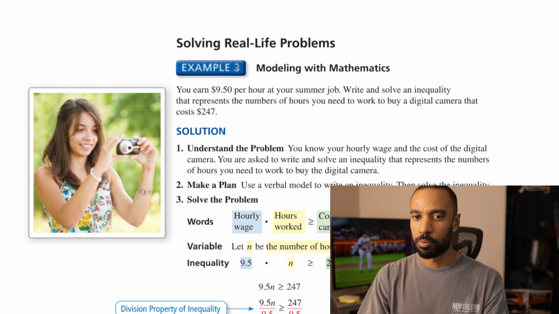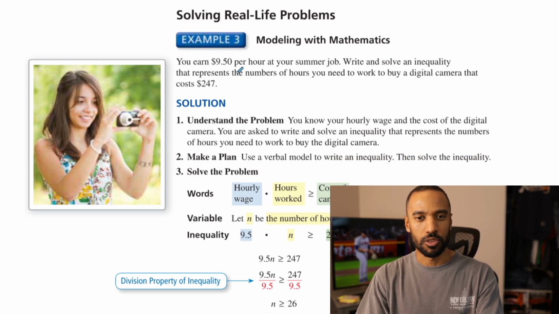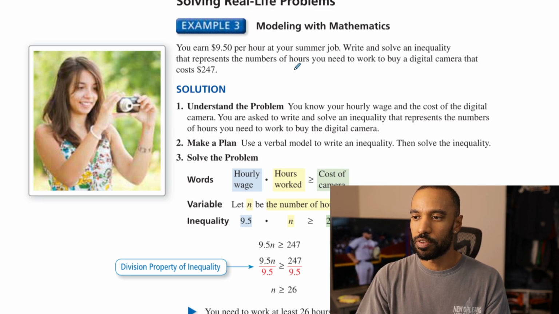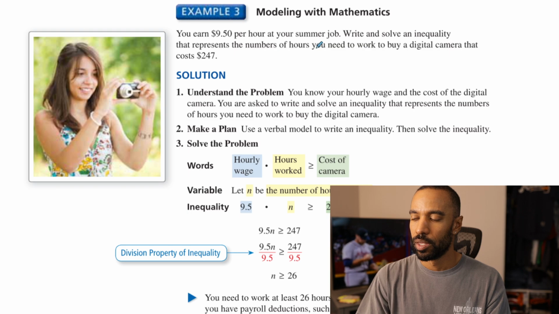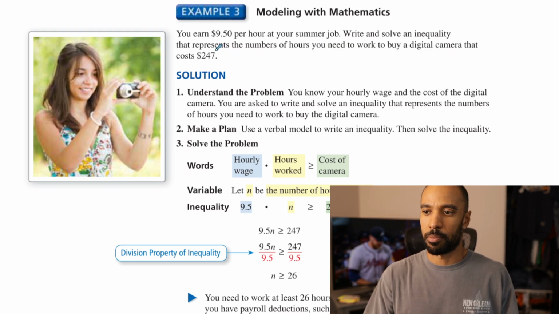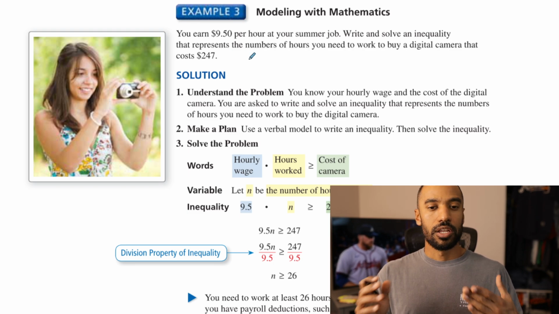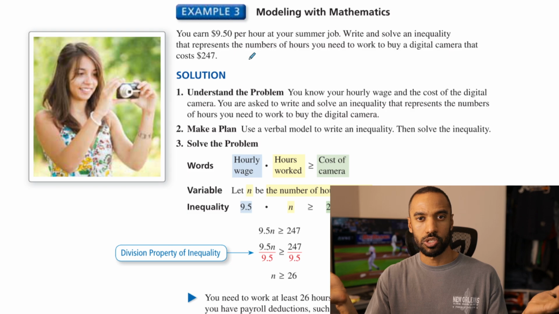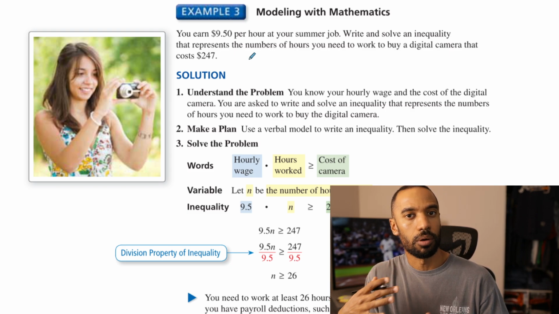All right, let's do a word problem, and I think after that we probably do the problem set because it kind of reminds me of the last section. You earn $9.50 per hour at your summer job. Write and solve an inequality that represents the number of hours you need to work to buy a digital camera that costs $247. Do you need to make exactly $247? No, you could make $600, right? So you can make $247 or more.